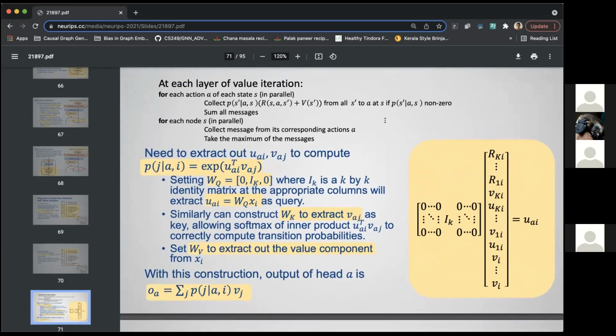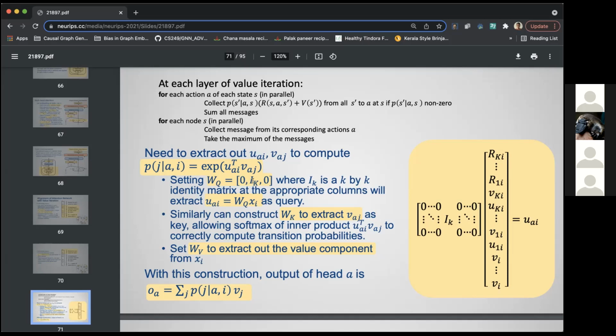Okay, so now to put this all into the attention network framework, we can see that as we constructed this very carefully. So if we want to compute the actual transition probabilities, we just take the dot product of the appropriate U and V, and then we exponentiate it because we had log probabilities for the transitions. And then we appropriately select out the parts of the input matrix.